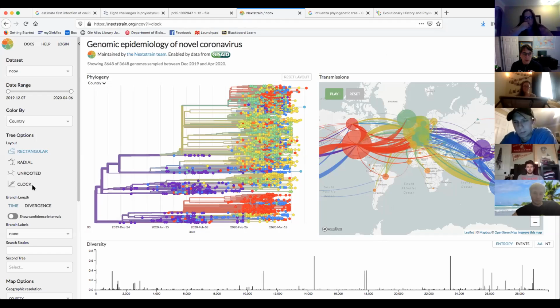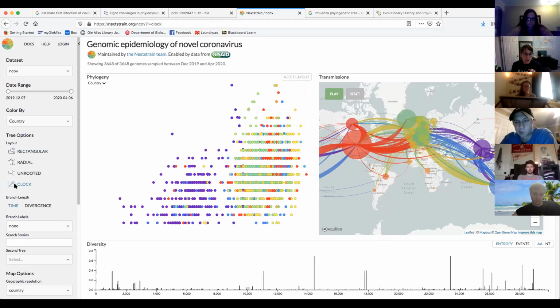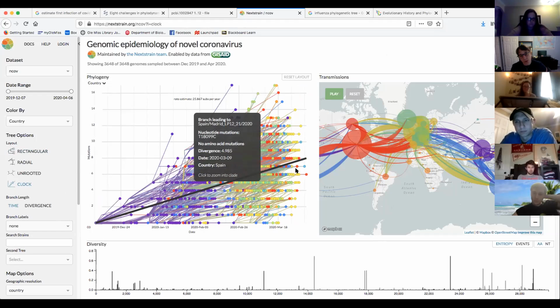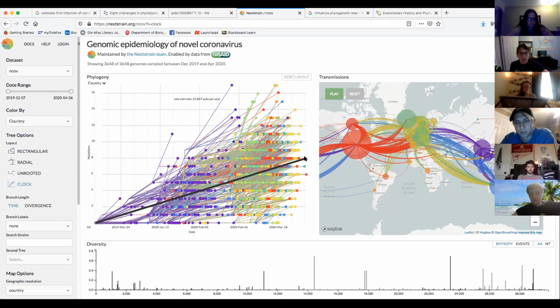If we look at the clock, when you're looking for a rate of change, you often look at the slope of the line. Each of the dots represents an individual genome, and they're showing you how much change is happening. Right now it looks like about 25 substitutions per year based on what we're looking at now.